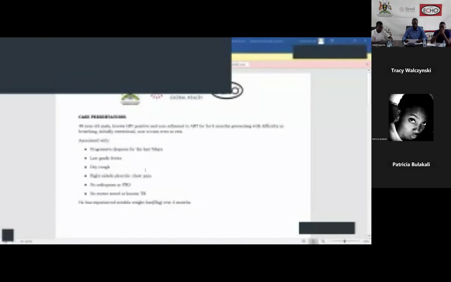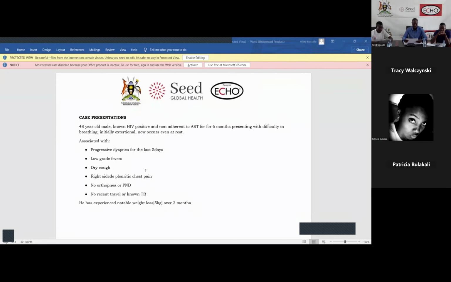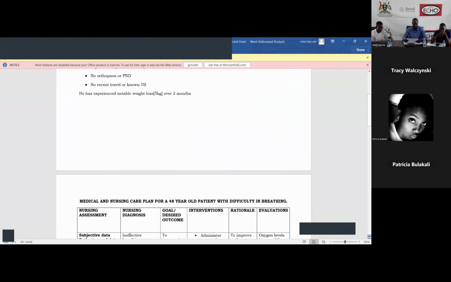In our subjective data, we're looking at the patient's complaints. We saw it in the presentations: our patient had dry cough, reduced appetite, chest pain, fatigue, and fever. Whereas in our objective data, this is what we saw from the patient: difficulty with breathing, which we saw from our video, loss of weight of about 5 kilograms, use of accessory muscles, and then pale conjunctiva.